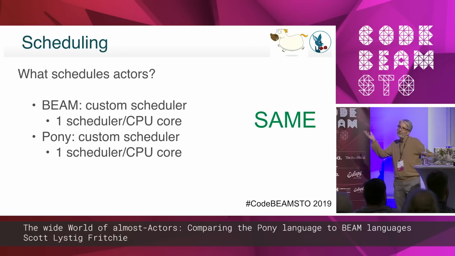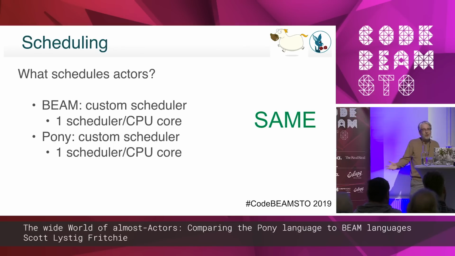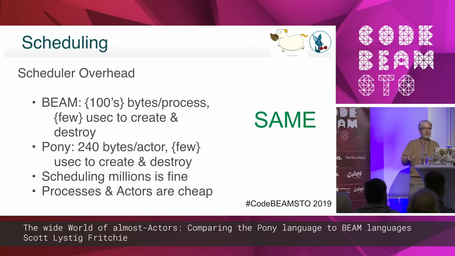What's the overhead for scheduling? The Beam and Pony, they're both pretty cheap in terms of a few hundreds of bytes to represent the basic data structures for both a process or an actor. It doesn't take long to create or destroy them, so let's call them cheap in both cases. And then also scheduling hundreds of thousands or millions of these things, as long as you've got the memory on the machine for it, that's also fine.